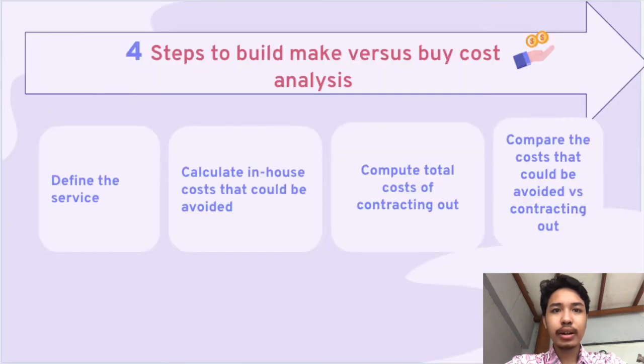The fourth and final step is to calculate the difference between the costs that are saved and the costs that are generated by contracting out. If costs that are saved are higher than the cost of contracting out, then it's a good decision to contract out or buy instead of make.